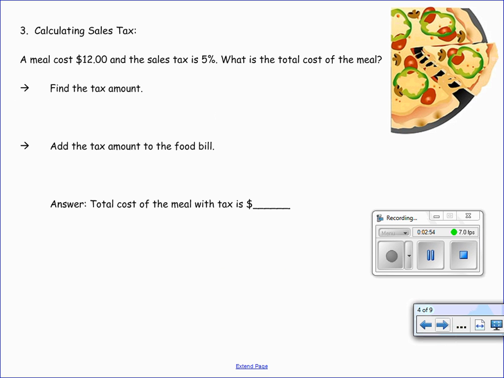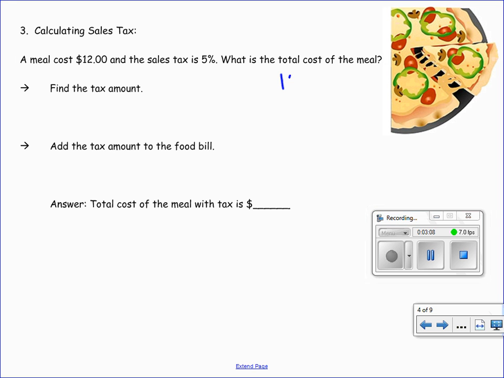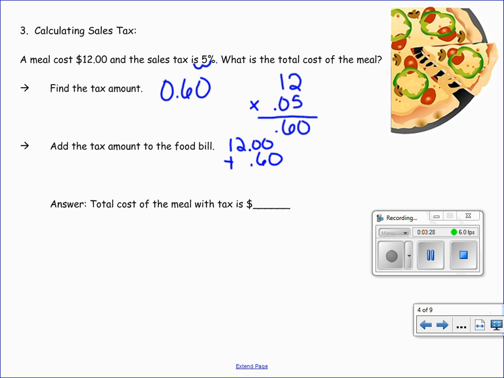Now we're going to calculate sales tax. You have a meal, it costs $12 and the sales tax is 5%. What is the total cost of the meal? Alright, so I'm going to determine what the tax amount is by taking 12, multiplying it by 0.05. That's 60 cents. So the tax amount is 60 cents. And add that amount to the total food bill. So I've got $12 plus 60 cents. The total amount of cost is $12.60.